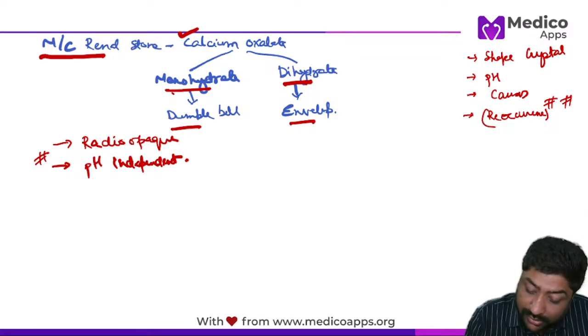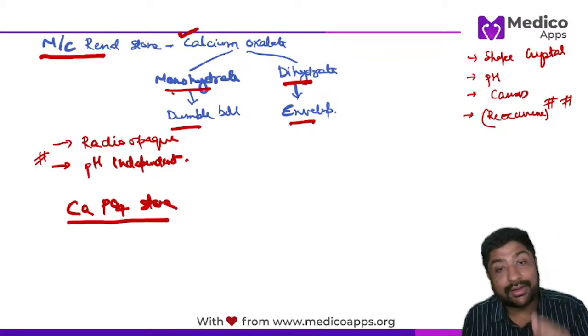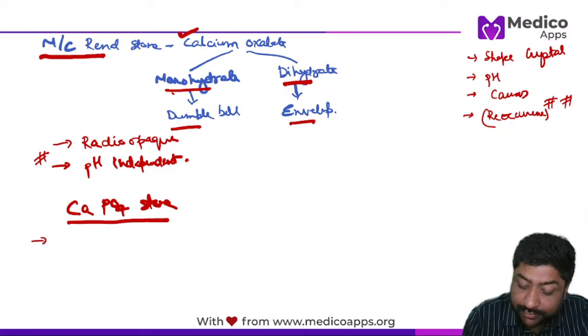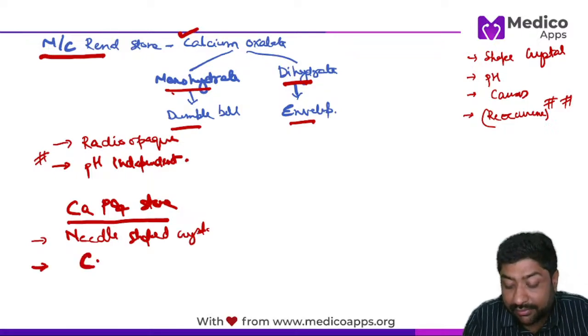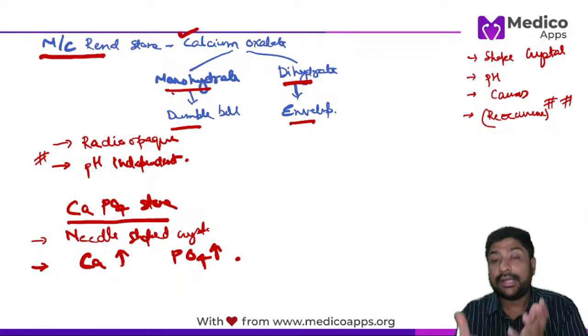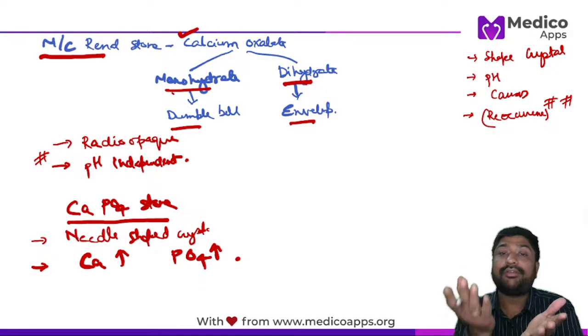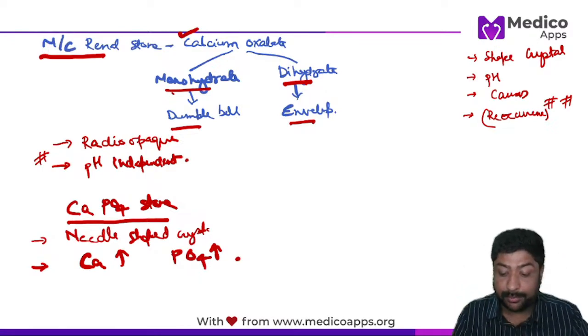Let's talk about another calcium stone, that is calcium phosphate stones. Okay. So calcium phosphate stones are formed. So first of all, what is the shape? We have just seen these are needle shaped crystals. Okay. Now they are formed either when calcium is increased or even when phosphate is increased. Very important. The precipitation of calcium phosphate can happen when the calcium is high or even when the phosphate is high. This is very important.